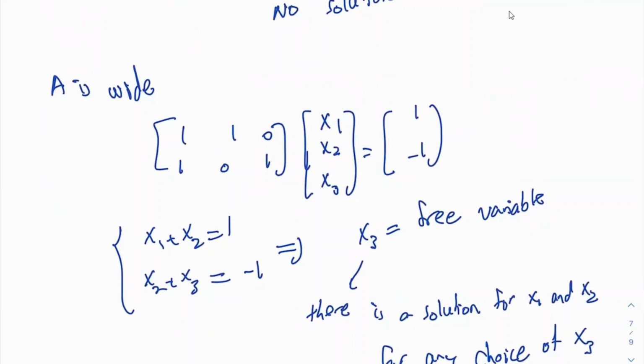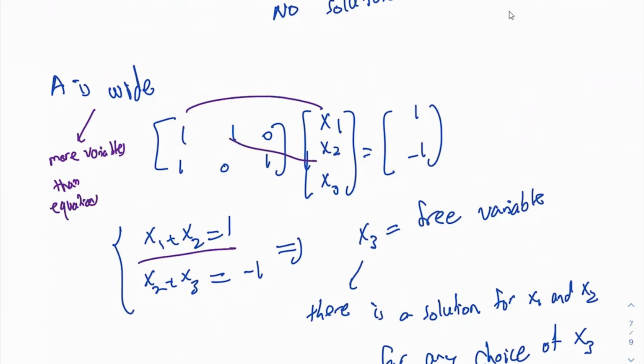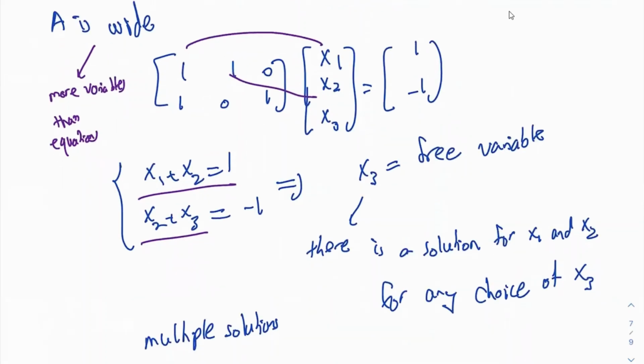If A is wide, it means that we have more variables than equations. For example, here x1 plus x2 is equal to 1, x1 plus x3 is equal to -1. We have three variables and two equations. So one of the variables is a free variable. It can be anything, right? As I wrote here, there is a solution for x1 and x2 for any choice of x3. So here we call x3 a free variable. So this has multiple solutions. So a wide matrix can have multiple solutions.